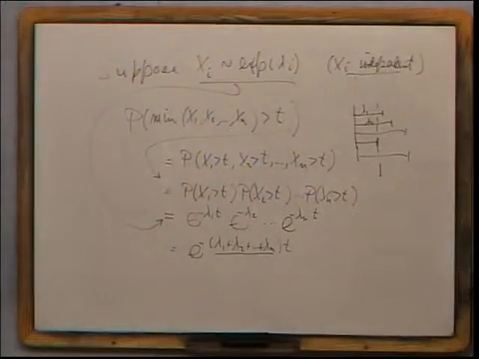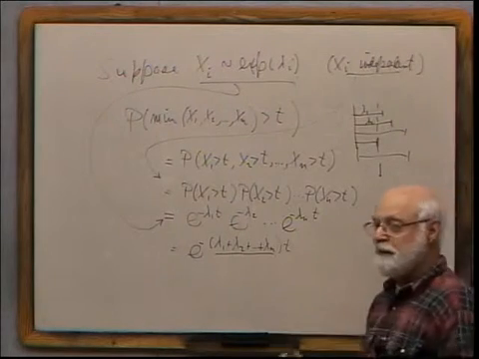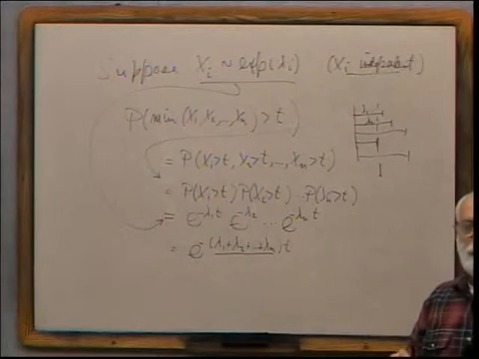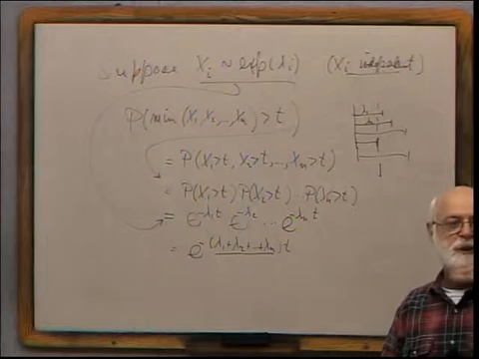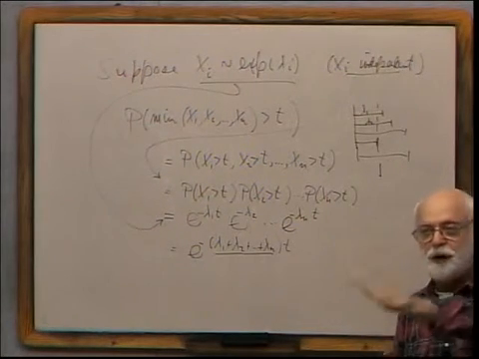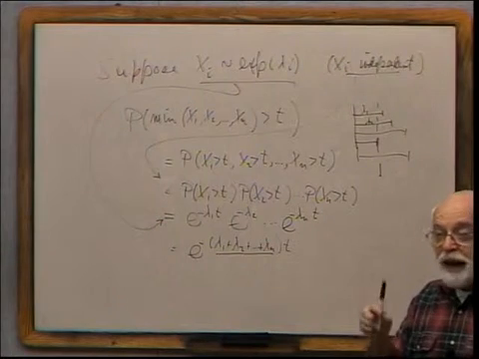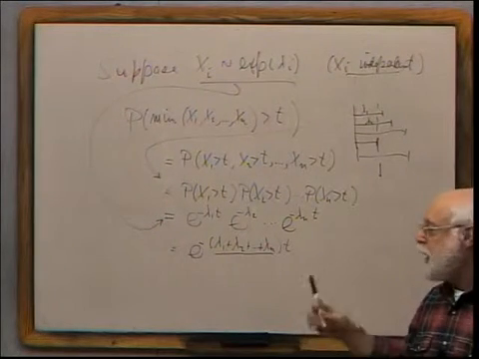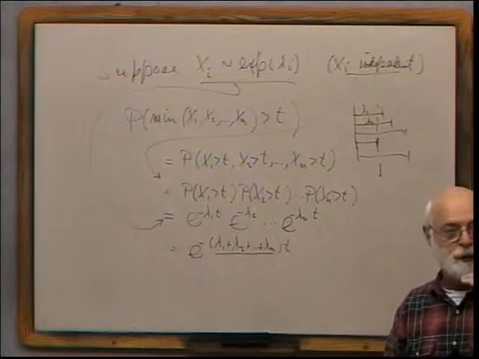So if I have a bunch of customers in service and they have exponential service times, then the time until the next one of those service completions occurs is exponentially distributed. And its rate is equal to the sum of the service time rates for each of the individual customers.